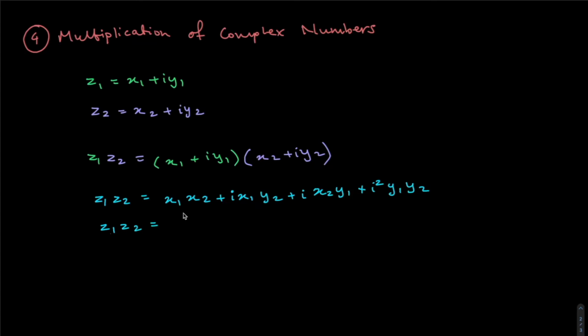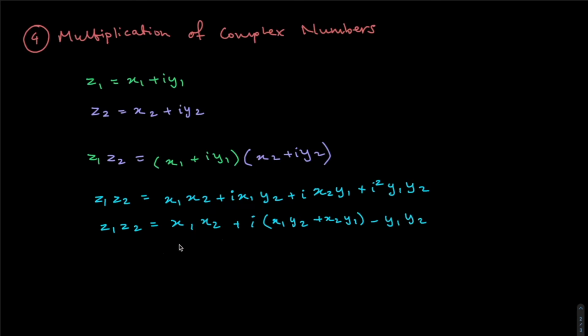So z1 z2, and this stays as it is. There's nothing to simplify here, so I'll keep it as it is. I'm going to factor out an i here, just because it's easy to work with when you know that everything inside the parentheses is the imaginary part of the complex number. So we're going to have x1 y2 plus x2 y1, and here we have i squared y1 y2. Well, we know i squared from the previous video is minus 1, so I can just put a minus sign here, and then we have y1 and y2.